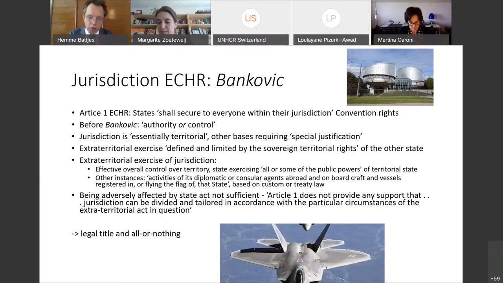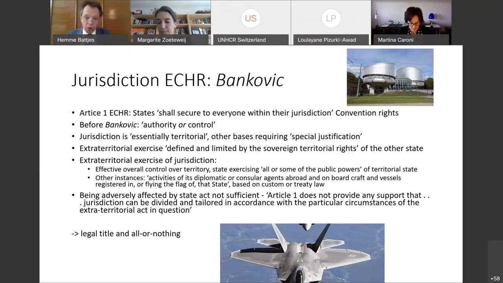So the provision did not really function as a sort of obstacle for assuming extraterritorial jurisdiction, but it became an obstacle as from Bankovic. Now the case concerns the bombing of a television and radio station in Belgrade in the context of the Kosovo War. And during this bombing, a few people died, and family members complained that Belgium and other European NATO members had violated Article 2 of the Convention, the right to life. And their argumentation was quite straightforward. By bombing those family members, they had, well, brought those family members within their jurisdiction. So a universalist approach, which maybe would be accepted by the International Court of Justice.